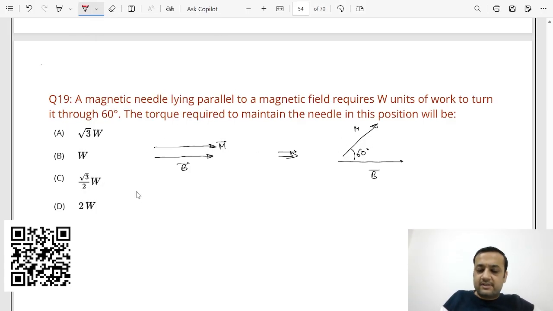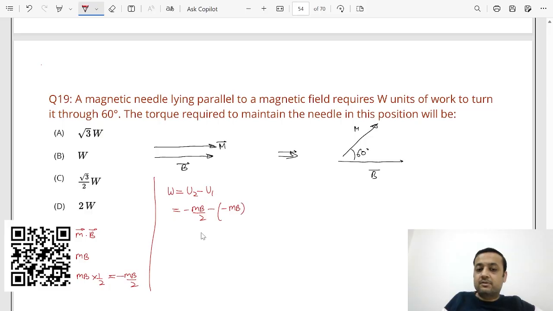So first of all, let's calculate the value of W. What is the potential energy formula? Minus M dot B, right? So what was the potential energy in the initial position? That will be minus M into B into cos 0, because the angle between them is 0. What is the final potential energy here? That will be minus M into B into cos 60. So that is the potential energy here. Now what is the work done? Work done will be U2 minus U1. So that means minus MB by 2 minus minus MB, so this becomes MB by 2. This is the amount of work done.